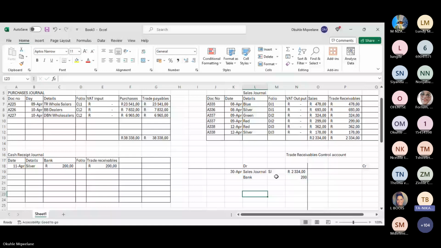To the credit side, isn't it? Yes, on the credit side. Yeah, the trade receivables control will reduce on the credit side. Remember that now, for example, when we meet again.